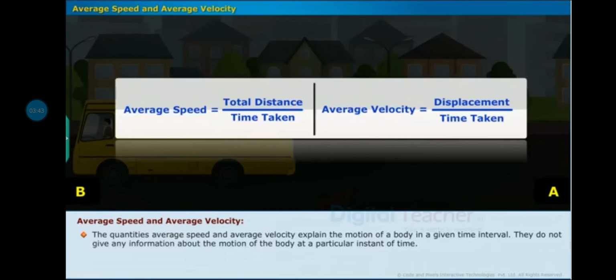The quantities average speed and average velocity explain the motion of a body in a given time interval. They do not give any information about the motion of the body at a particular instant of time.